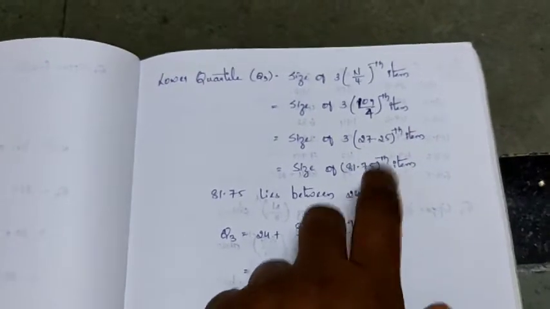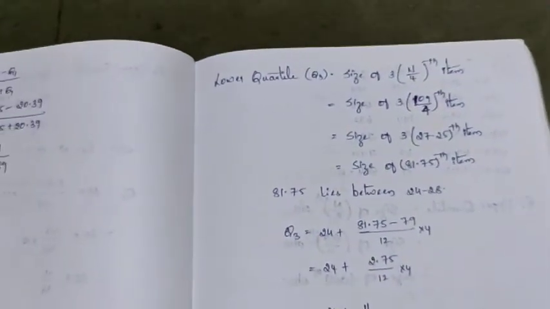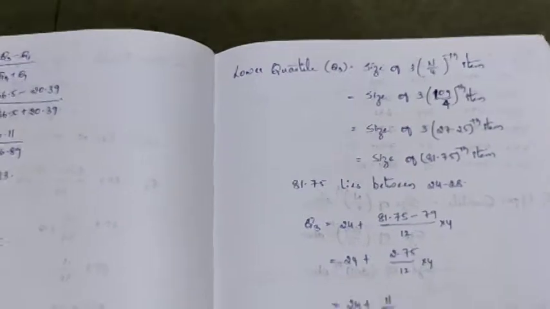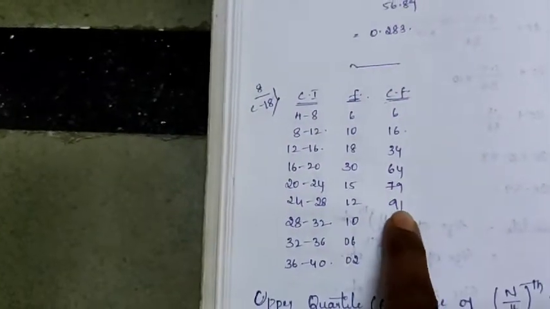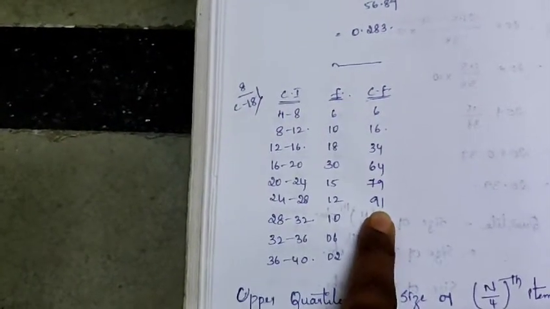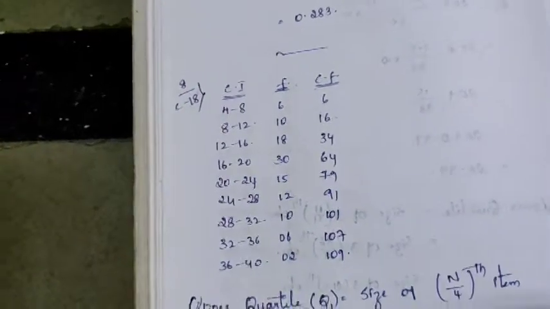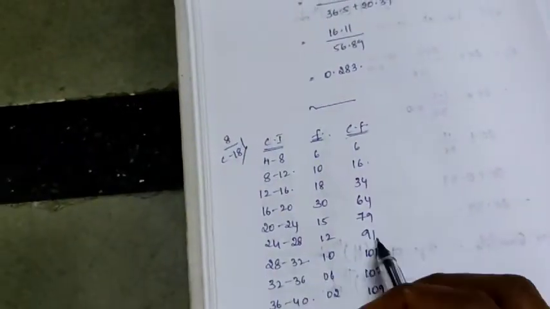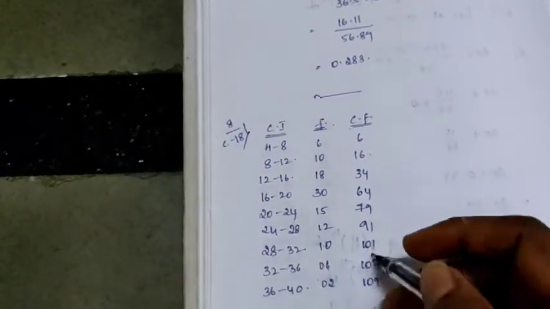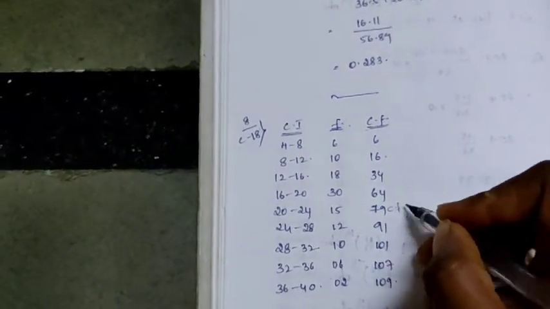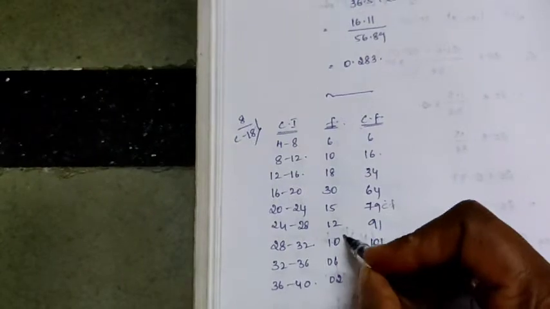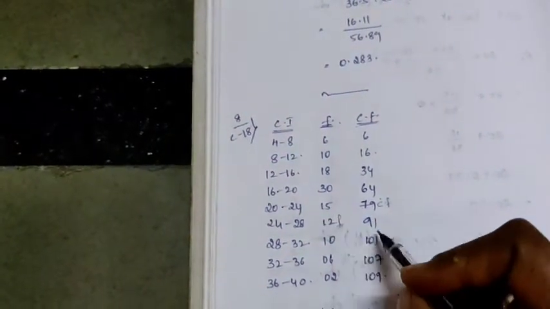Now where we have to observe this? In CF. Where do we have to observe, ma? We have to observe in CF. How much is there? 81.75. So 81.75 means in CF, it is 91. So Q3 lies between 24 to 28. For this, CF is 79, F is 12. CF will be 79 and F will be 12.